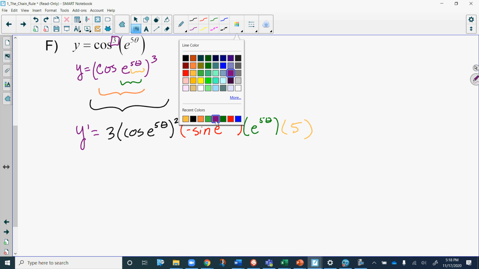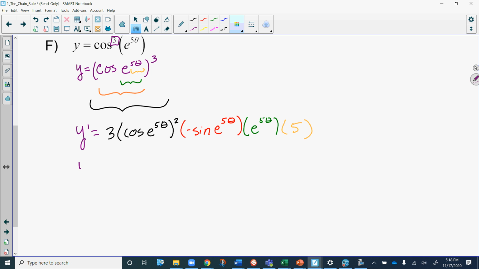Let's go back to our purple color here for the overall derivative. So the stuff that's on the outside clearly is going to get multiplied together, but we have to take into account that we have a negative on the sine. So the 3 times the negative 1 on the sine times the 5 ultimately is going to give me negative 15.